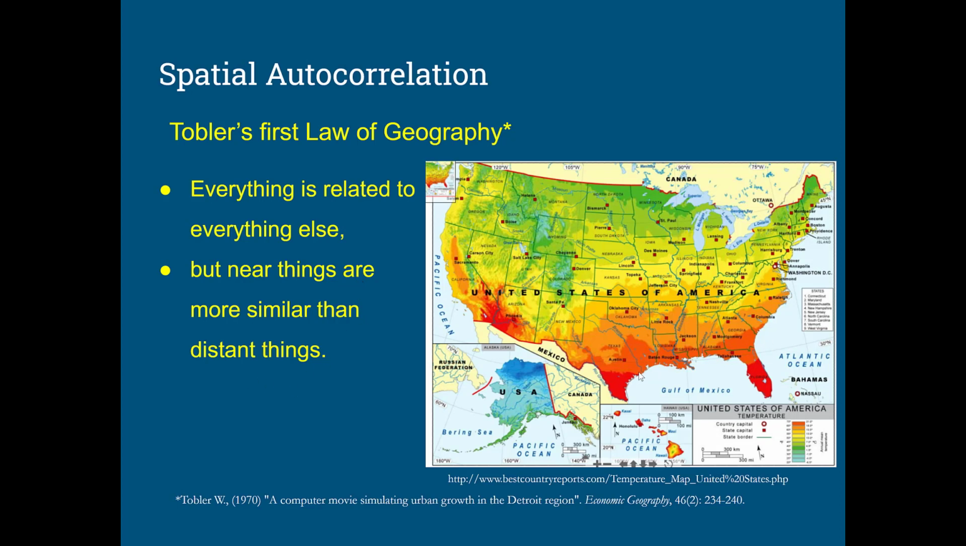For example, in this case, temperature. Florida temperature is very similar to, for example, Georgia. Not that similar, right? But for sure Florida temperature is very different from Minnesota, right? Okay, so that is the first law of geography.